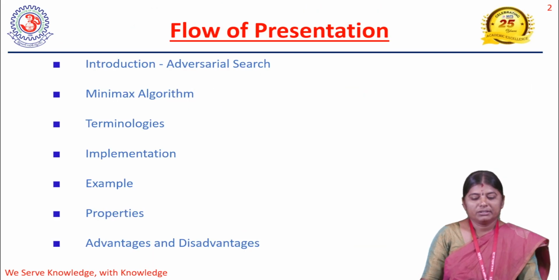In this lecture, we are going to discuss what search is, what adversarial search is, how it differs from normal search, what algorithms are used under adversarial search, then the Minimax algorithm, followed by terminologies used in the Minimax algorithm, implementation of the algorithm, how to solve a simple example, and at last the properties, advantages, and disadvantages of the Minimax algorithm.